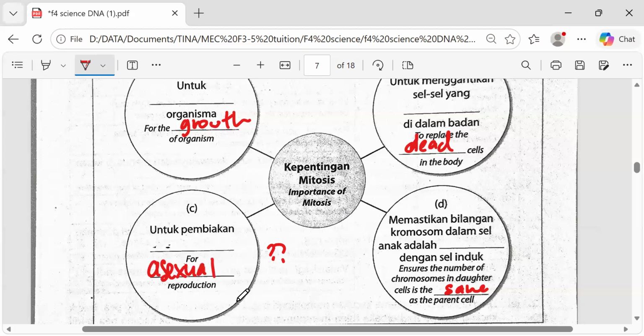Asexual reproduction. Okay, now please don't confuse. Sexual reproduction is not, oh teacher, I know, sexual reproduction, they have sex. Asexual reproduction, no sex. So sexual reproduction only happens in animals, not plants.